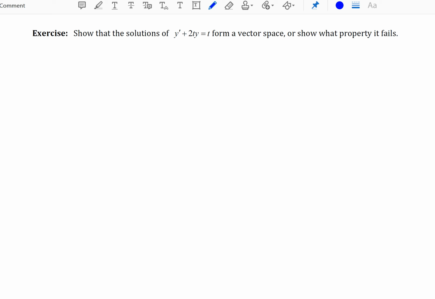Okay, let's see how you did. If we're going to be trying to show that the solutions form a vector space, let us first go find the solutions. Now, this is a linear differential equation. We could use the integrating factor method or separation of variables. I think for this example, I'd like to do separation of variables again, though. If you did another method, that's fine.